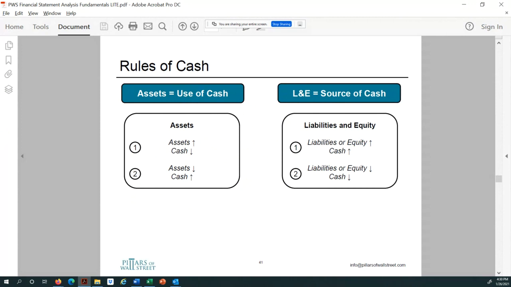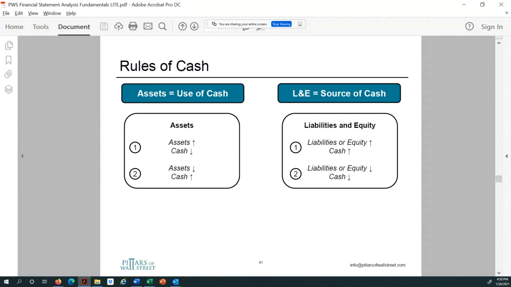The rules of cash. The two rules of cash are as follows. Assets have an inverse relationship to cash, and liabilities and equity have a direct relationship to cash. In other words, if an asset increases, cash decreases. If an asset decreases, cash increases. Let's do an example. Let's say a company collects on its accounts receivable. What happens? Accounts receivable drops, cash goes up. Inverse relationship. Let's say a company buys inventory. Inventory goes up, cash goes down, right?